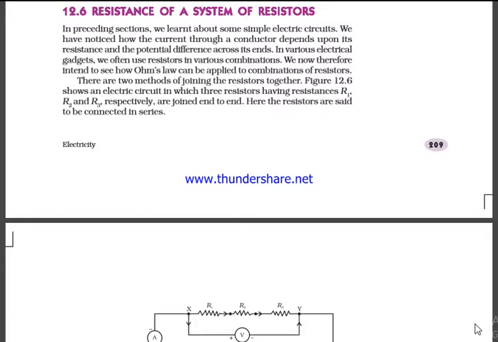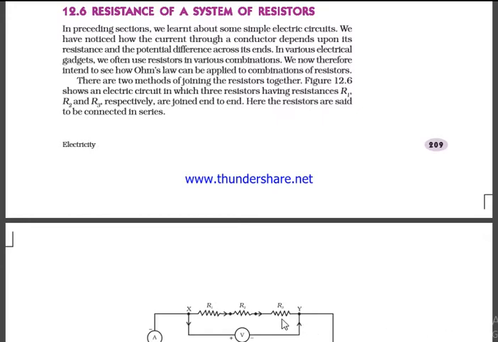So far, in the earlier classes, we discussed how we connect a meter in the circuit. An ammeter is connected in the circuit in series, and how do we connect a voltmeter in the circuit? A voltmeter is connected in the circuit in parallel.